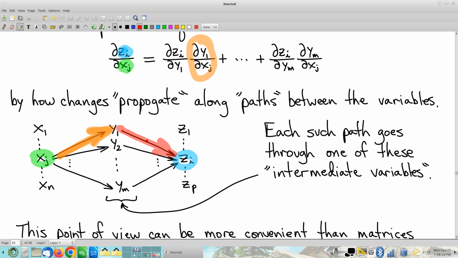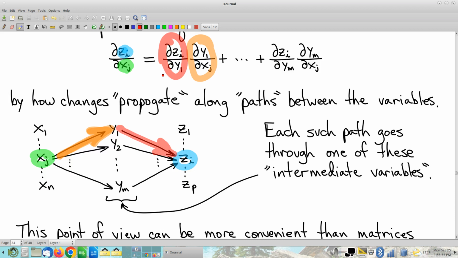The change in zi is some factor greater than the change in y1, and the partial derivative is what determines how much this change magnifies to become that change. And so along this top path here, this original change in xj gets magnified by a factor there, it gets magnified by a factor here, altogether it gets magnified by the product of those two factors. Does that make sense to everybody?